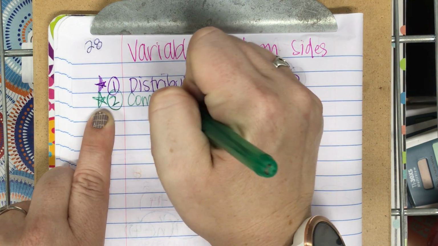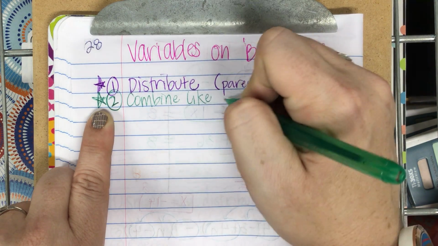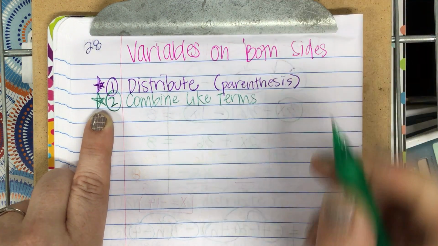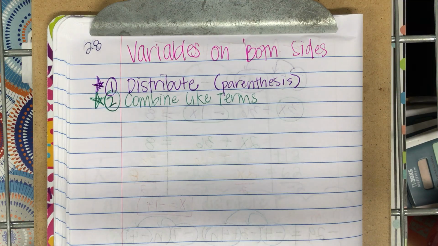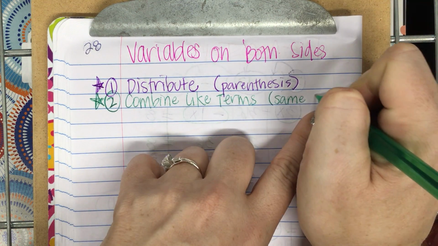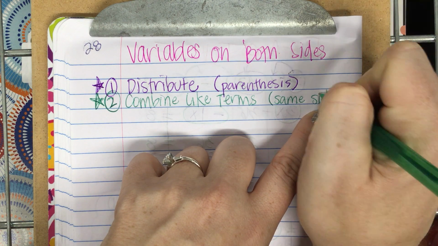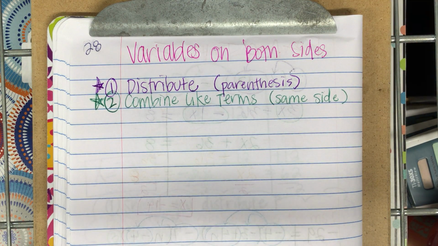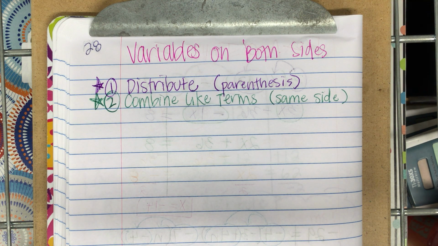Should we combine like terms? And this is kind of a little confusing. Like terms are on the same side. Because we're going to have variables on both sides, left and the right side. But like terms are on the same side.